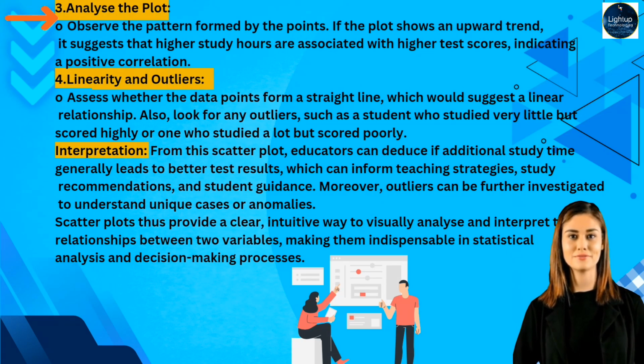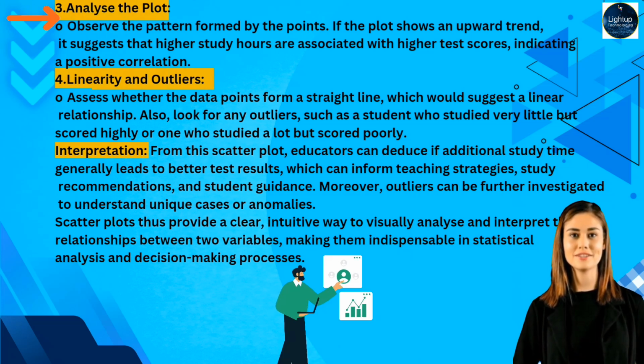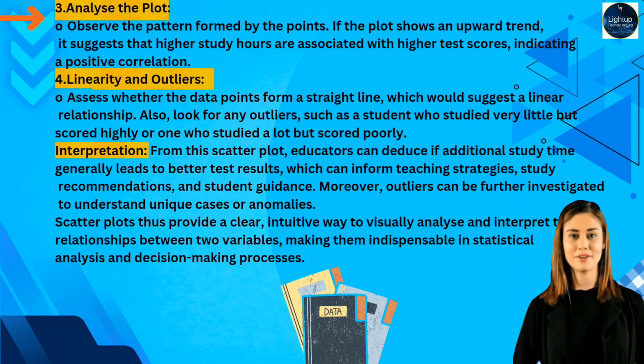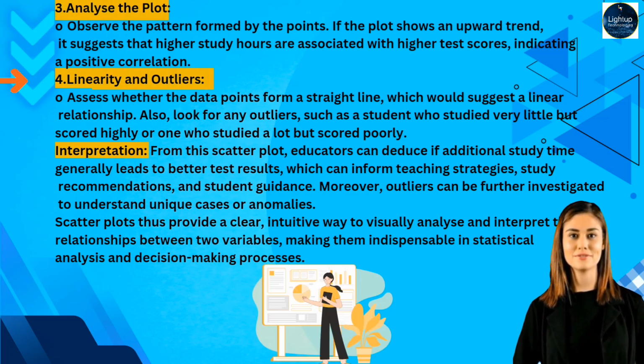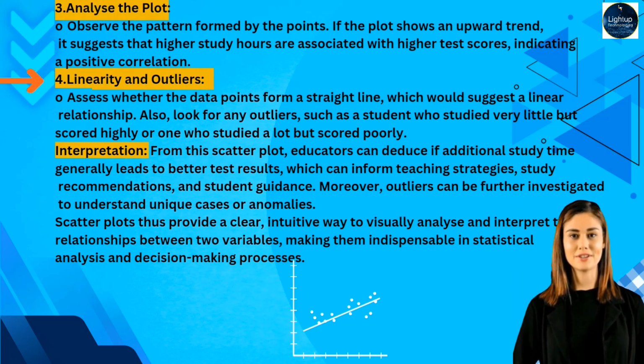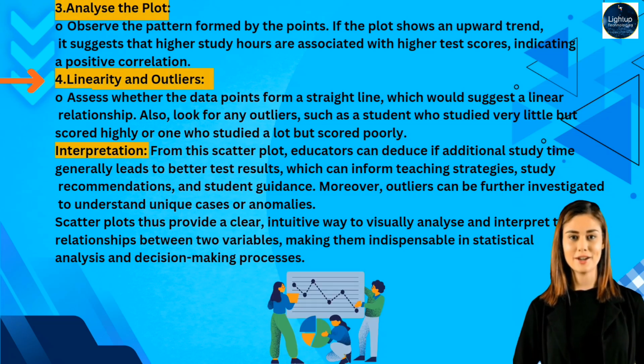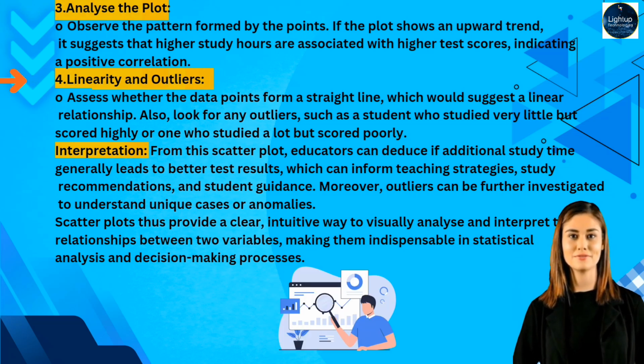3. Analyze the plot. Observe the pattern formed by the points. If the plot shows an upward trend, it suggests that higher study hours are associated with higher test scores, indicating a positive correlation. 4. Linearity and outliers. Assess whether the data points form a straight line, which would suggest a linear relationship. Also, look for any outliers, such as a student who studied very little but scored highly or one who studied a lot but scored poorly.